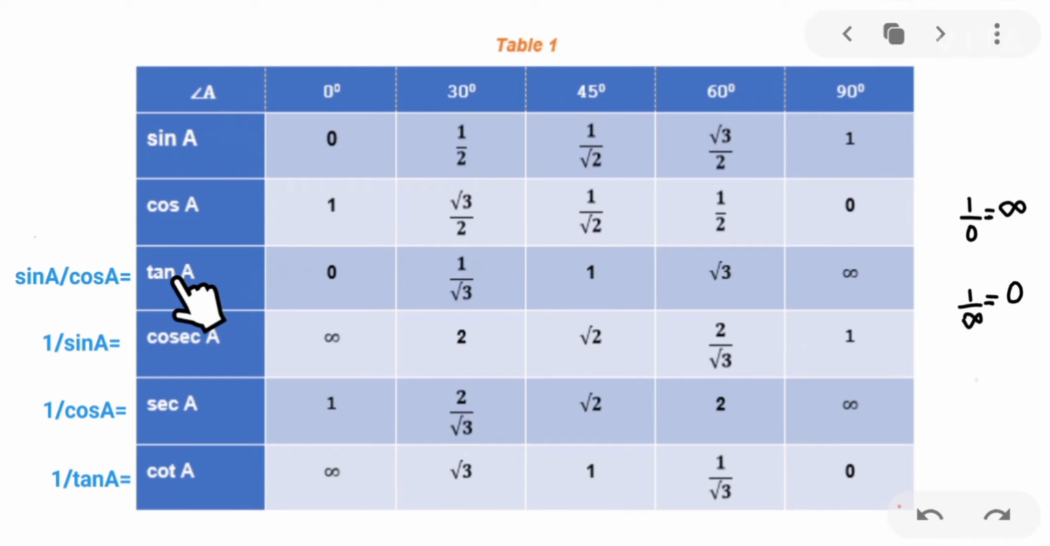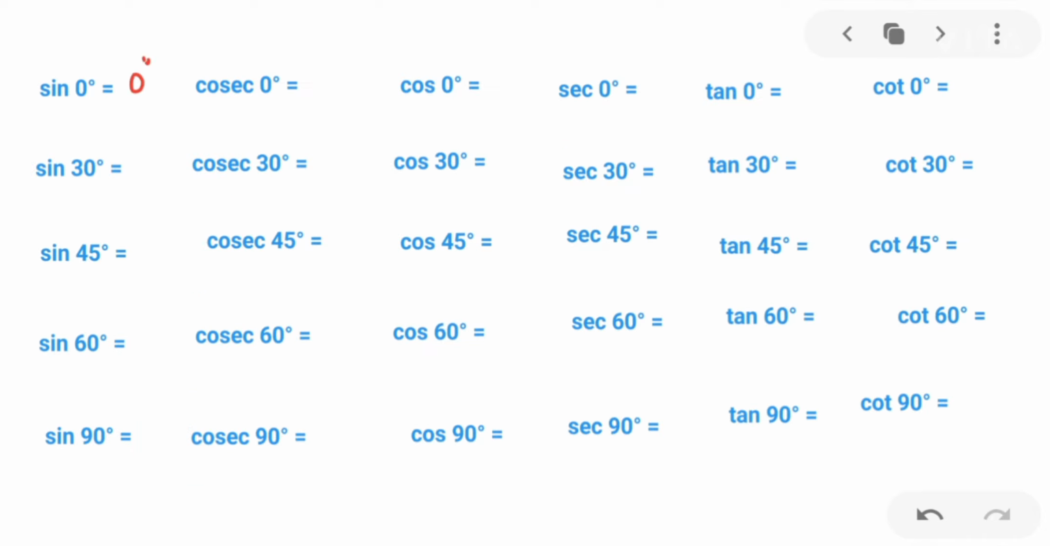Now let us understand how to write the values. So sine 0, just if you remember the sine values, you can write all others. So sine 0 is 0. Sine 30 is 1 by 2. Sine 45 is 1 by root 2. Sine 60 is root 3 by 2. And sine 90 is 1.